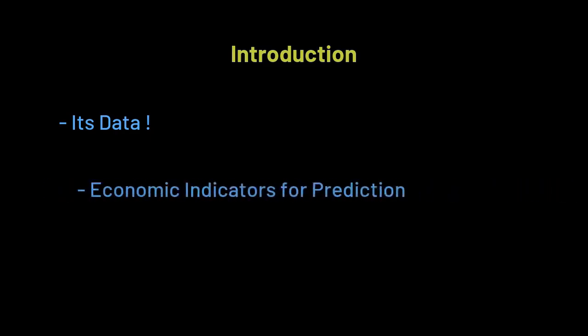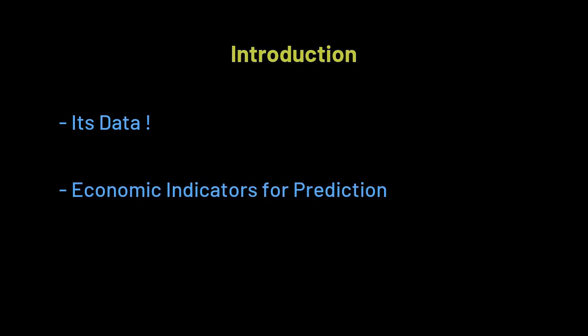Ever wonder how some investors seem to always know where the market is heading next? It's not magic, it's data. Economic indicators like GDP, inflation, and unemployment give us a sneak peek into the future of the market. In today's video, I'm going to show you how to interpret these key economic signals and use them to predict market trends so you can make smarter, more informed investment decisions. Stick around and let's dive into it.